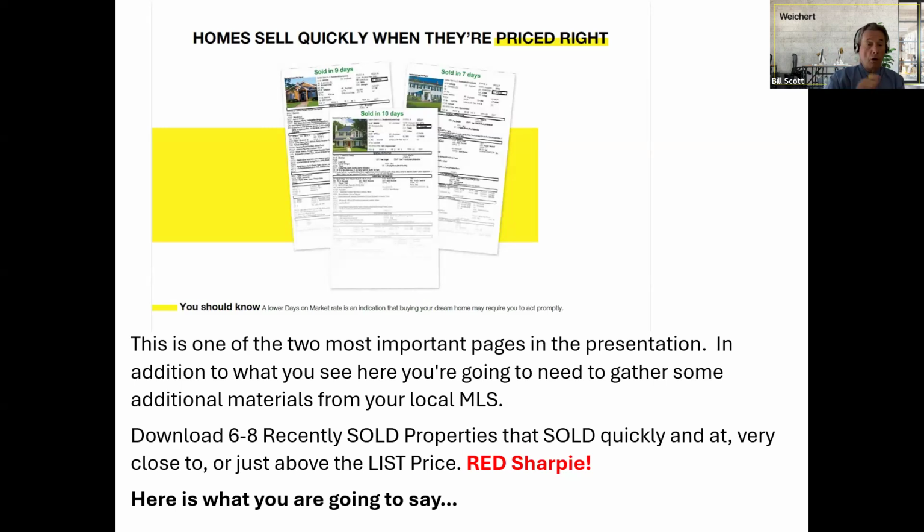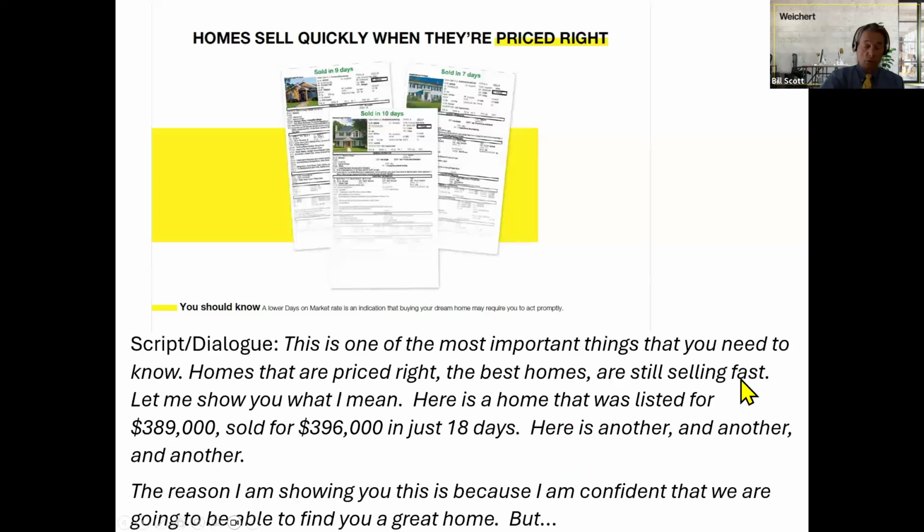But you're going to take those comparables that you download from the MLS, and you're going to get yourself a red Sharpie, and you're going to circle the list price, the sold price, and the days on the market. And then you're going to present those to the buyer, and you're going to say something like this.